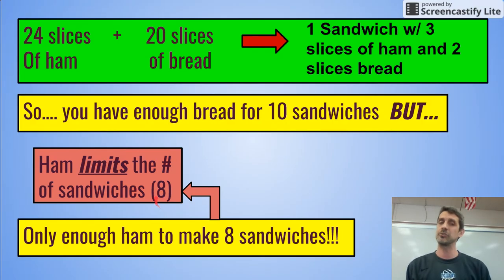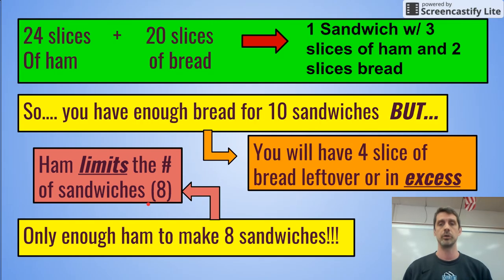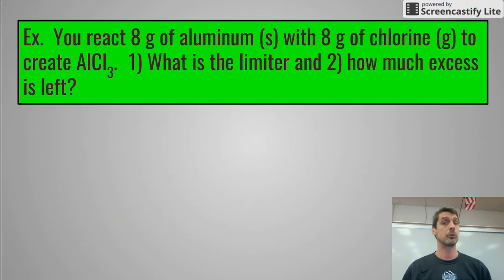If I make 8 sandwiches, which is my maximum number I can make due to the ham, that's 16 slices of bread. I'm going to have 4 slices of bread left over. That is our excess. 4 slices of bread is the excess. Okay? So now let's look at a real problem that looks more like what we were doing.